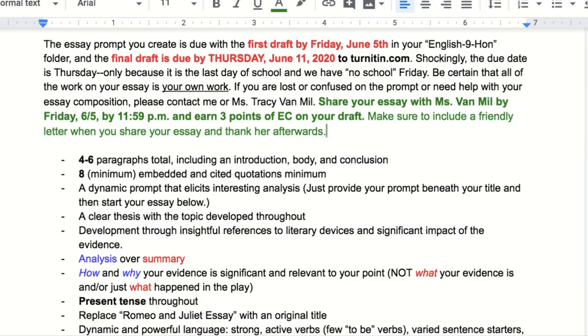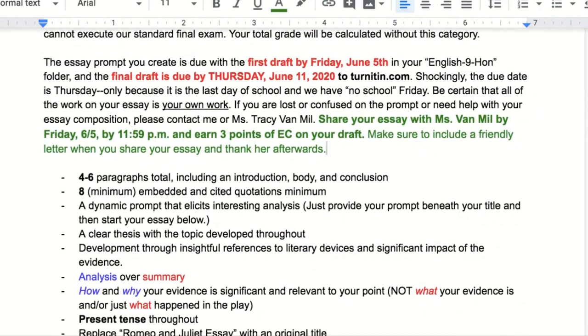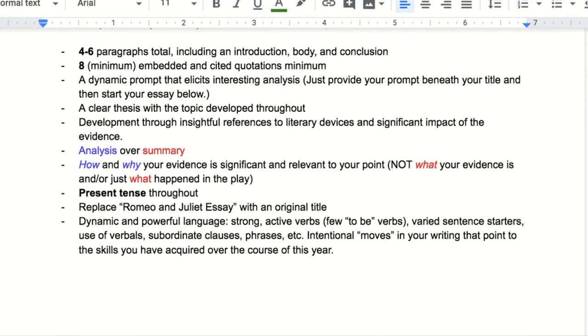So just really work by yourself on this, but don't feel like you just have to remain lost. You can ask me questions. I can give you help. Miss Van Mill can give you help. I certainly want to be a resource for you and not make you feel like you're lost and can't figure this out. These are the requirements.